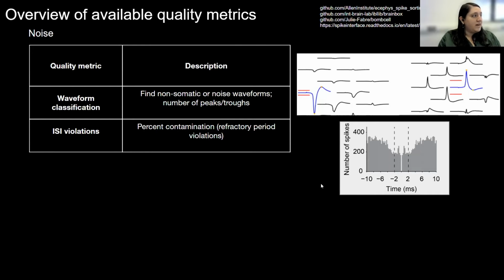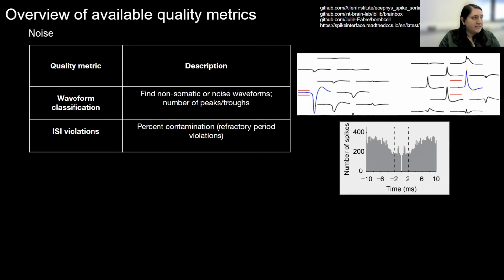All right, so to address the first part of Julie's manual curation steps, getting rid of complete noise, the main thing that you can use in terms of quality metrics is waveform classification. There are some algorithms for finding non-semantic or noise waveforms. You can also do some quality metrics based on, for example, the number of peaks and troughs, and there are a few other types of quality metrics available there.